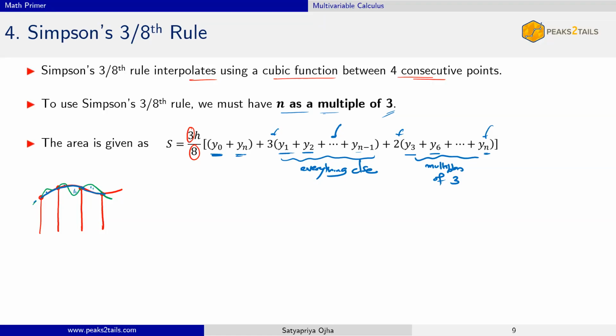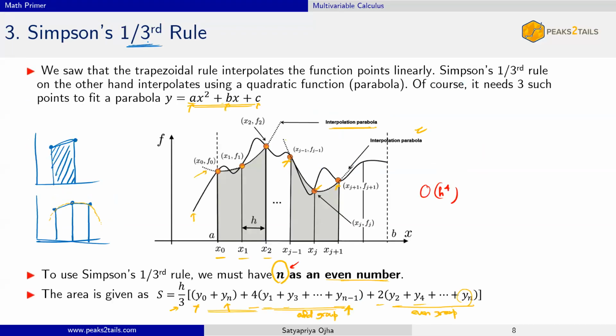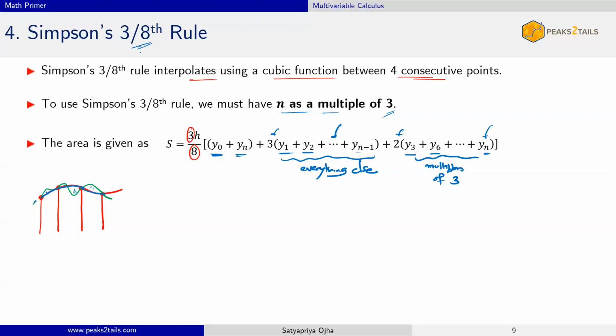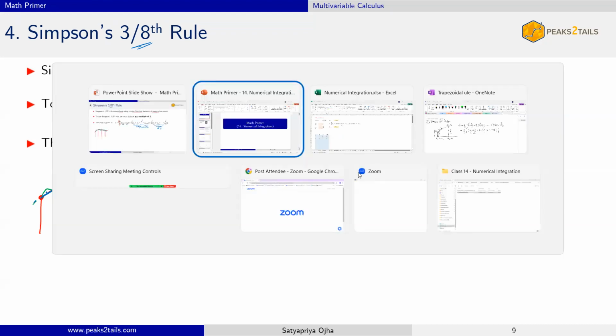Now, if you ask me, from an adoption perspective, this rule is not as popular as 1/3. They are accurate. There are cases in which one rule could be better than the other, but 80% of the time you'll probably use the 1/3 rule, not the 3/8 rule. It's more restrictive. The n has to be a multiple of 3, right? So ensuring n is even is a little better than ensuring n is a multiple of 3.